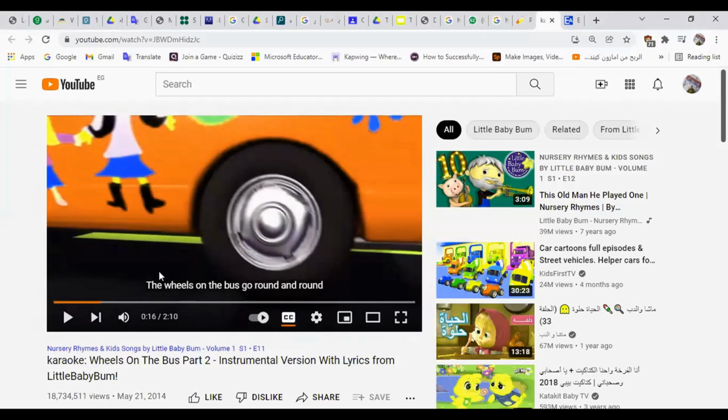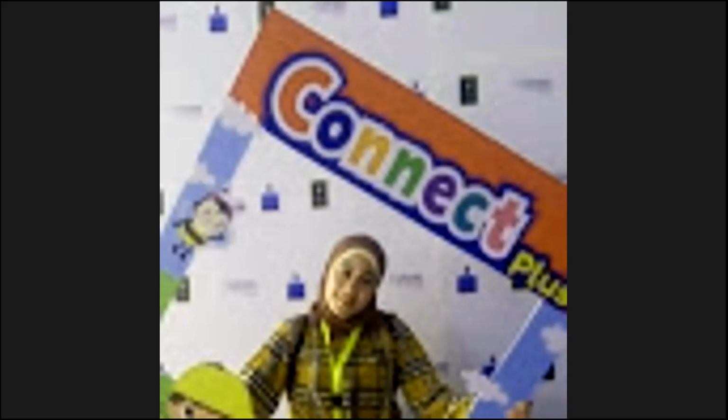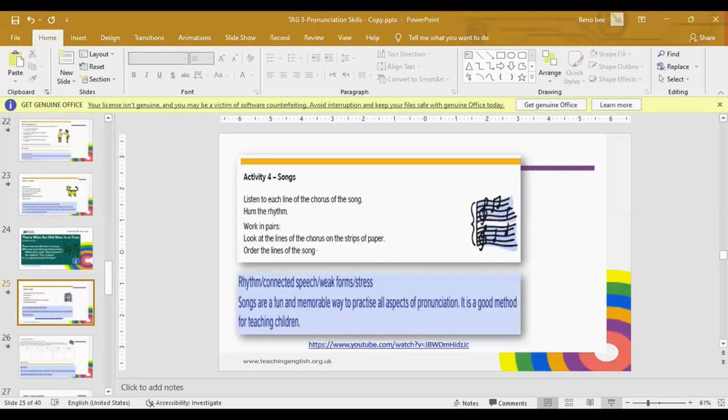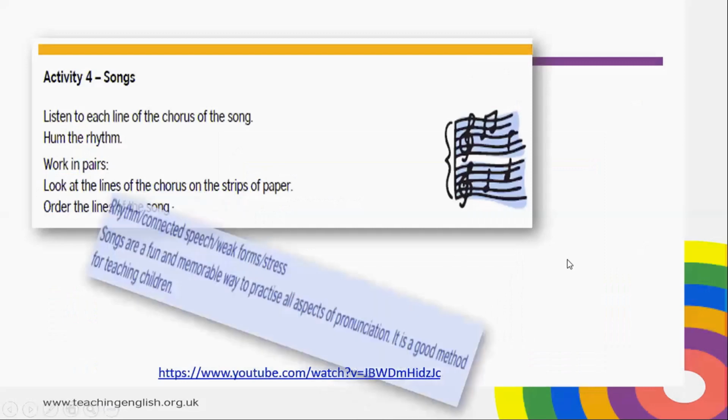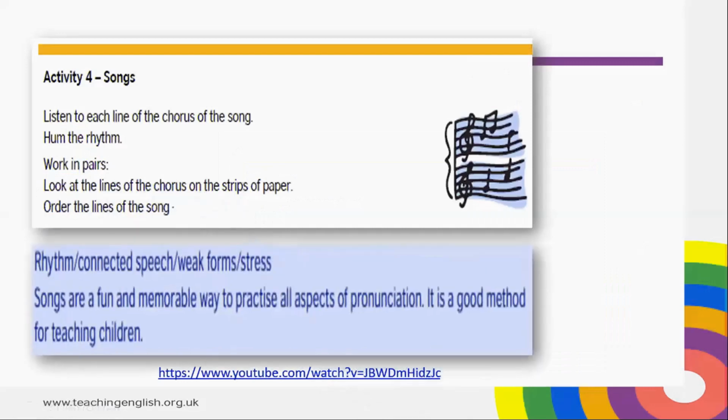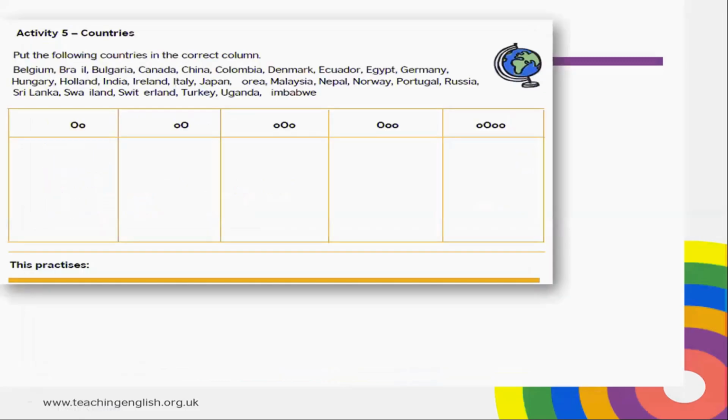Okay, this is an example in which you can either play the music because our students have a good musical memory than us. You can play the music for them and ask them to write down the lyrics, or you give them the lyrics unscrambled and you ask them to listen and order them. And when do we use such an activity? We use it to focus on the rhythm, connected speech, weak forms, and stress.